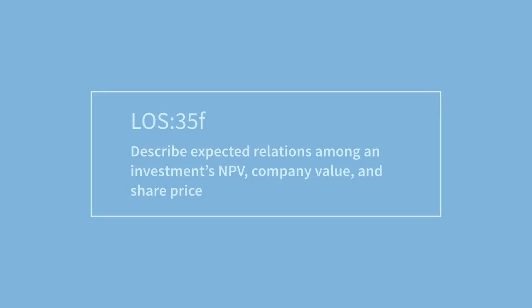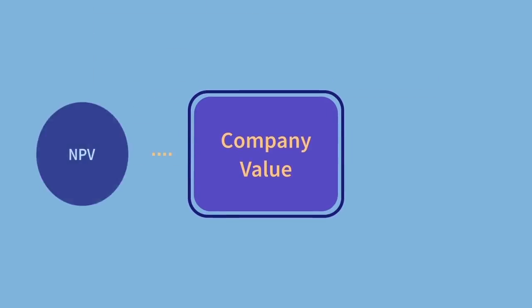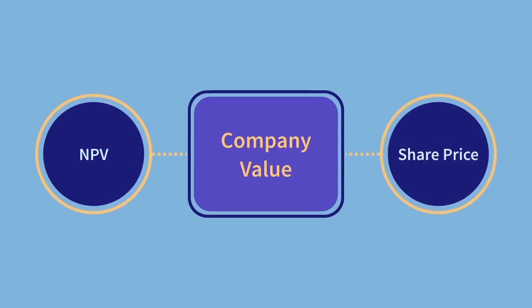Describe expected relations among an investment's NPV, company value, and share price. With the wording of this LOS, you would have to be forgiven if you expected to see some pretty complex mathematical or conceptual ideas here relating a project's NPV and the share price of the company undertaking that project. Fortunately, at level 1, this area is actually quite simple.